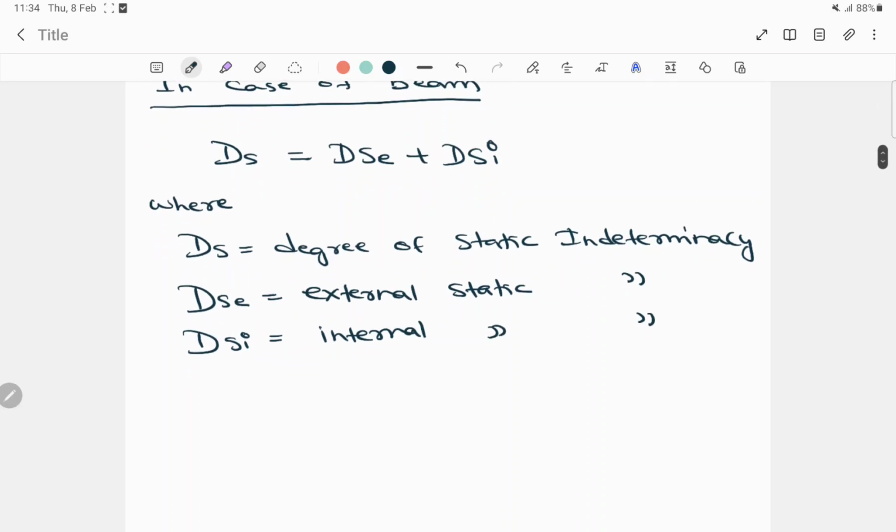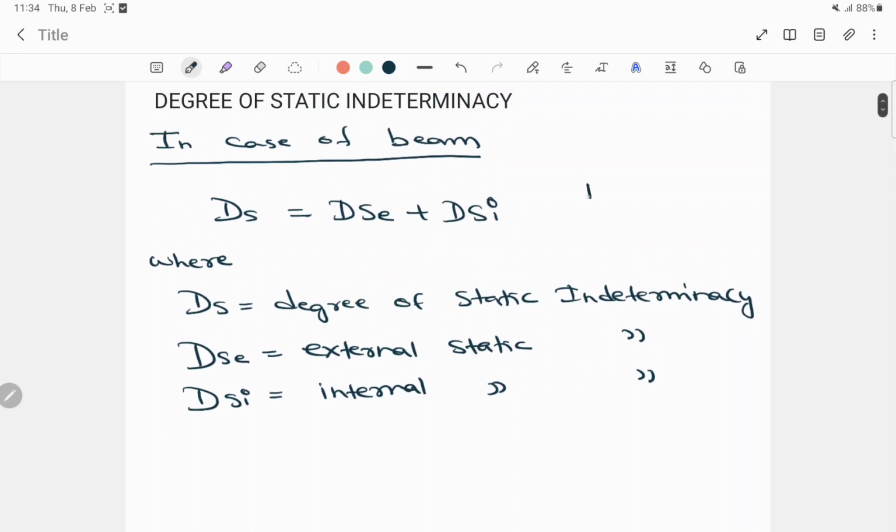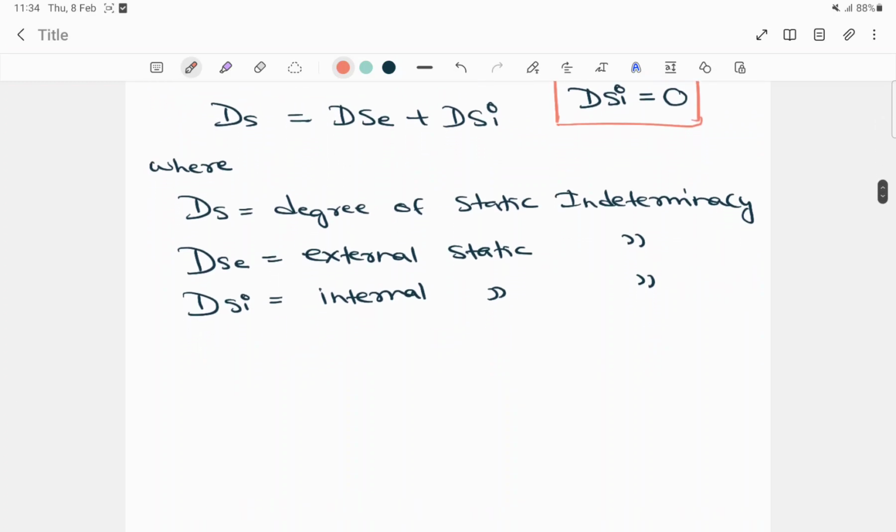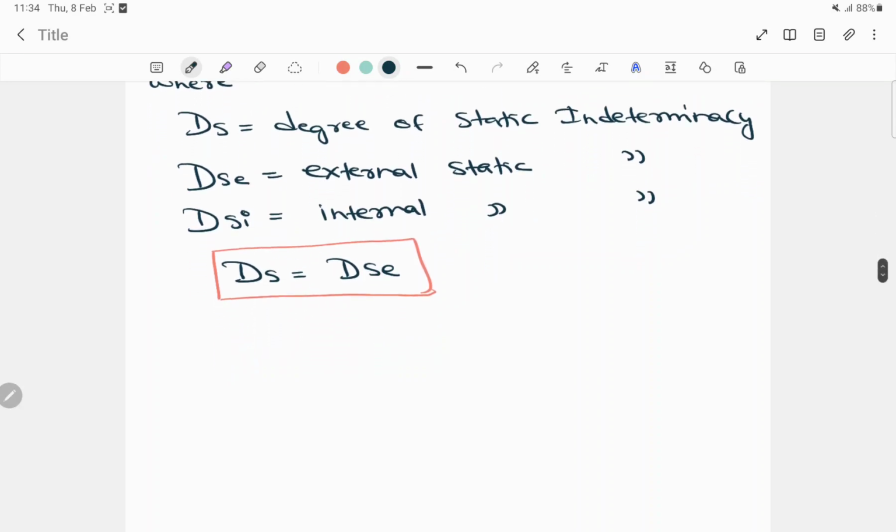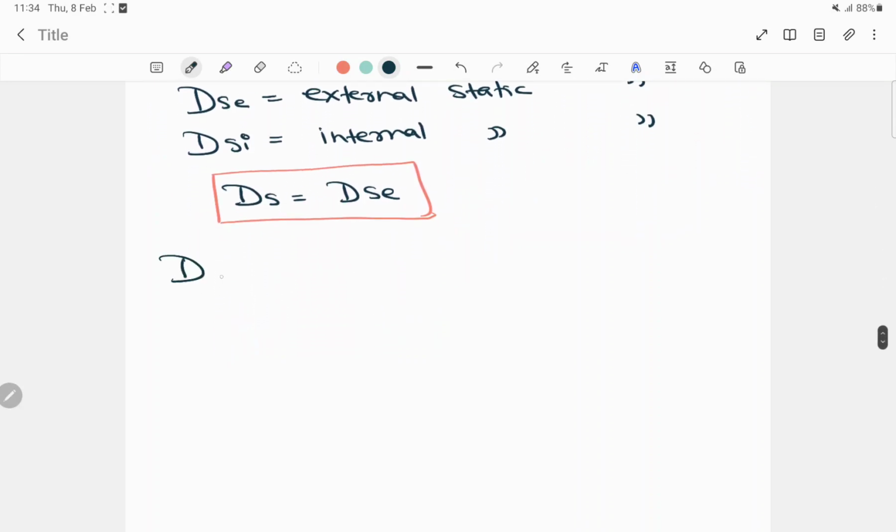So particularly in case of the beam, the Dsi is equal to 0. So always remember this. For finding the static indeterminacy in case of the beam, Dsi is equal to 0. So our equation becomes Ds is equal to Dse. Now we have a formula for finding Dse. Dse is equal to r minus e minus a.